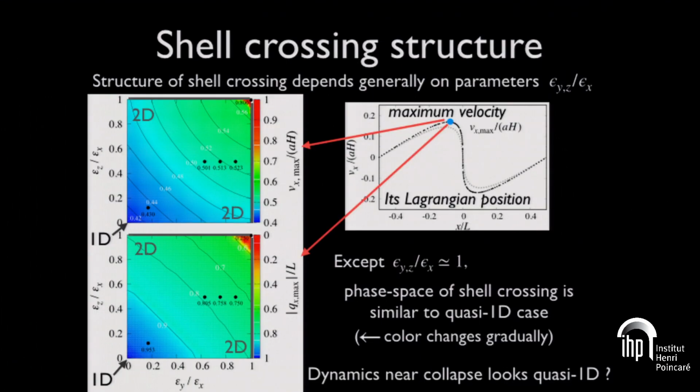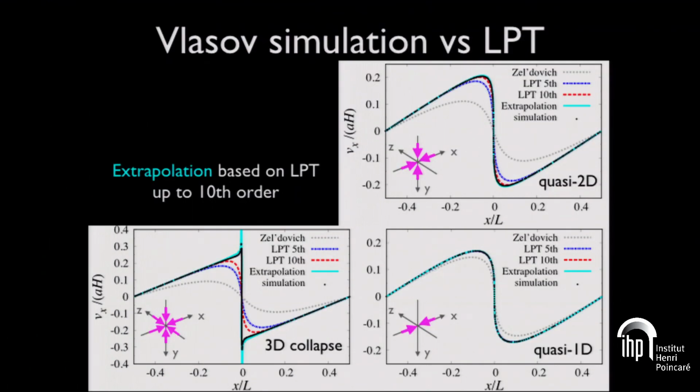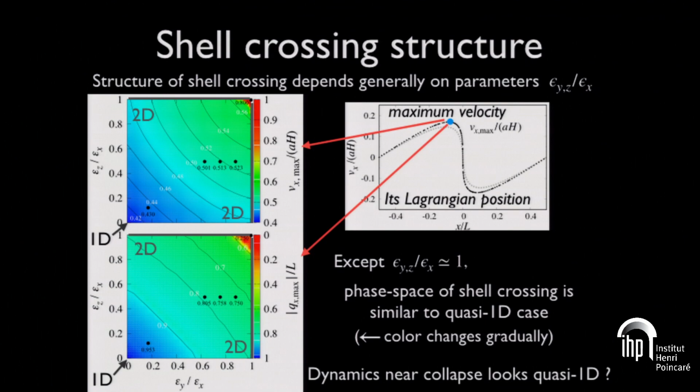But the exception here is the right upper part. Here you see red color only at the edge of the right upper part. This is a case where the shell crossings happen simultaneously along XYZ. This is the only case.